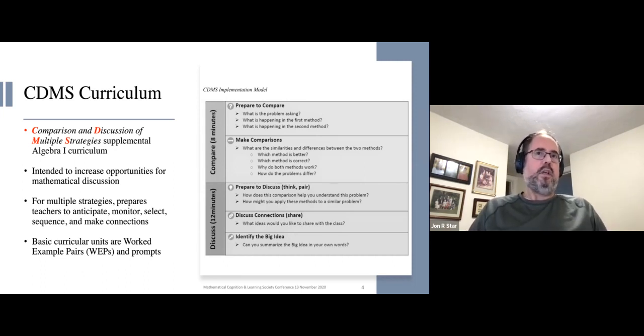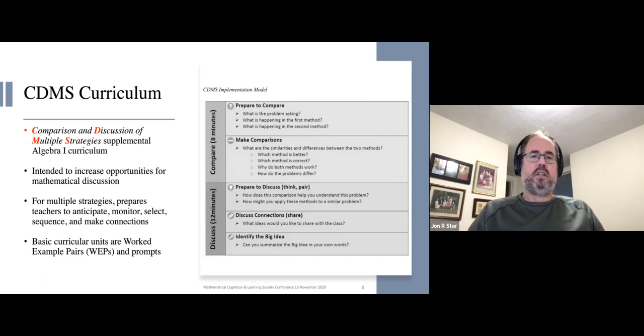So in this curriculum, the teacher is provided with some information about multiple strategies for solving problems, and this allows the teacher to anticipate and monitor and select and sequence and make connections amongst those multiple strategies in the form of a discussion. To the right, I am showing you a piece of what we call our implementation model for our curriculum. So this is something that teachers learn how to do when using the curriculum.